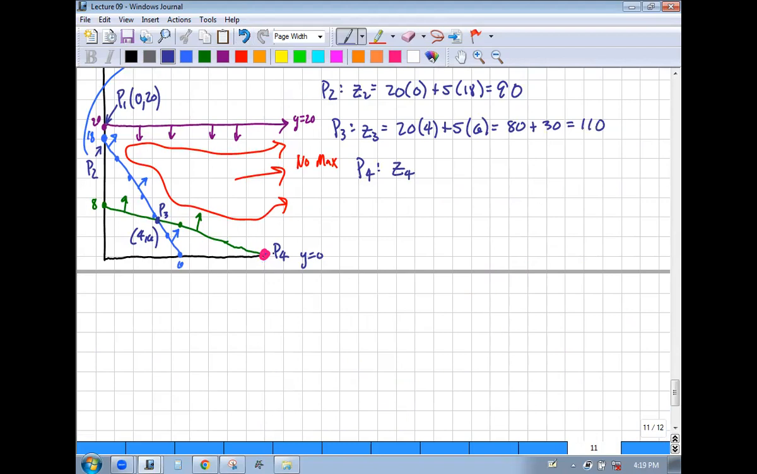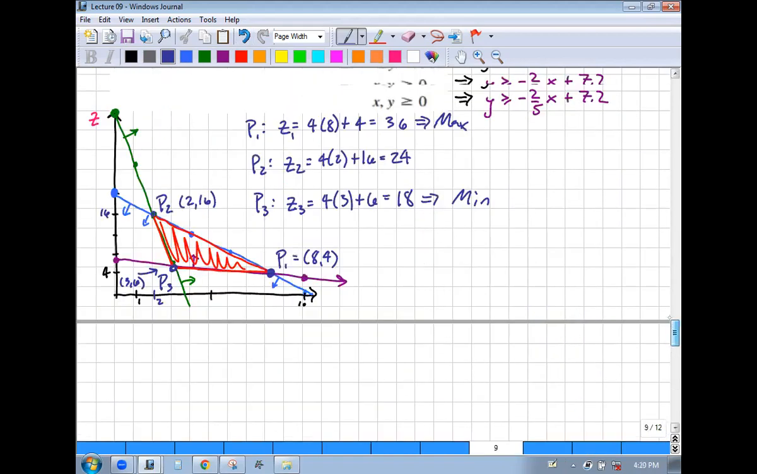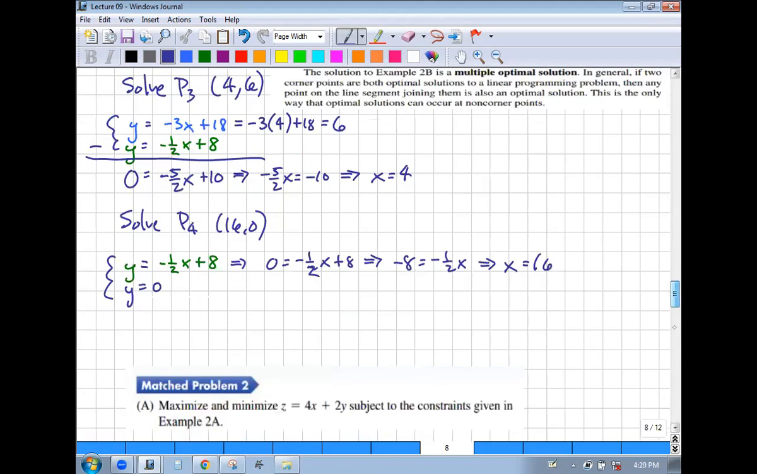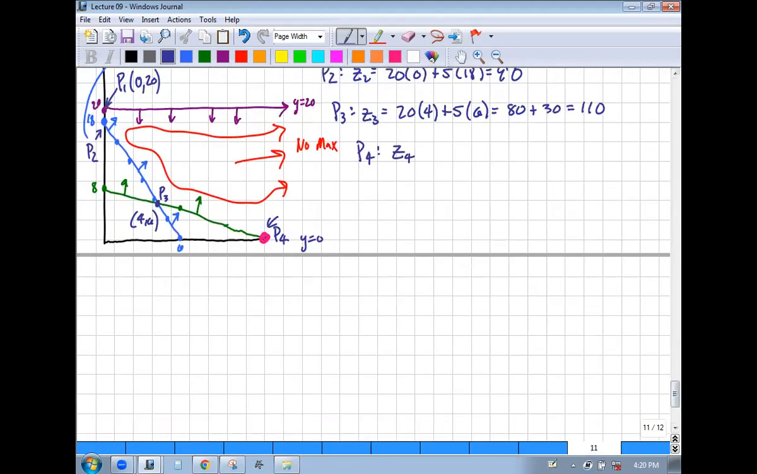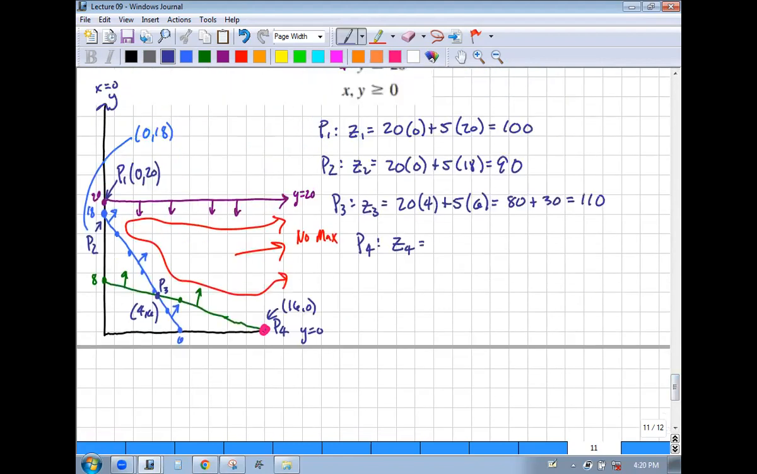And now point 4, I didn't write that one down either. We don't know what the X is. What is point 4? (16, 0). So we replace the X with 16 and the Y with 0, and 20 times 16, 2 times 16 is 32, and then we have another 0, so 320.